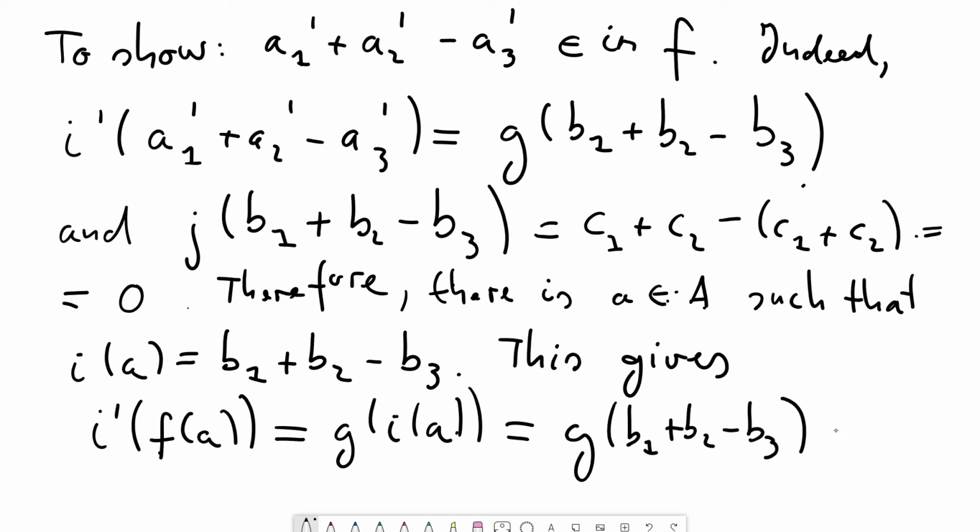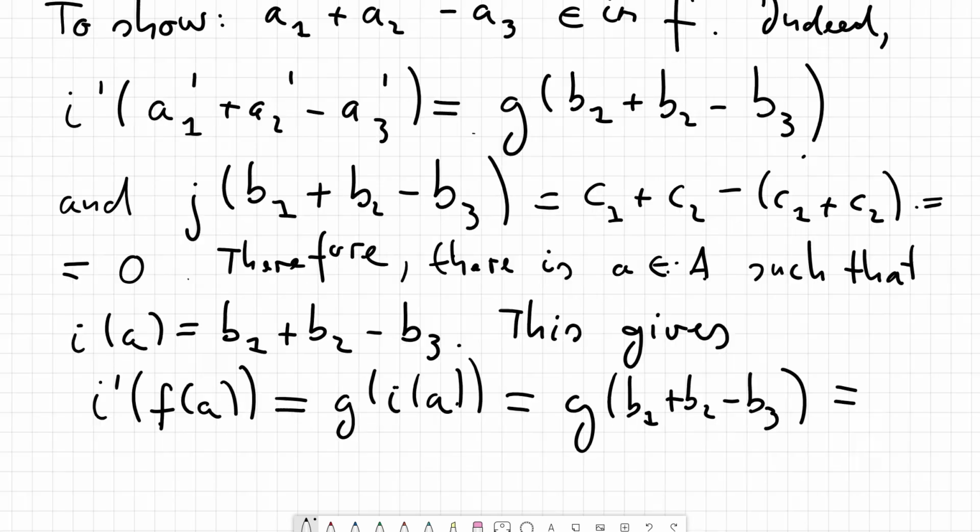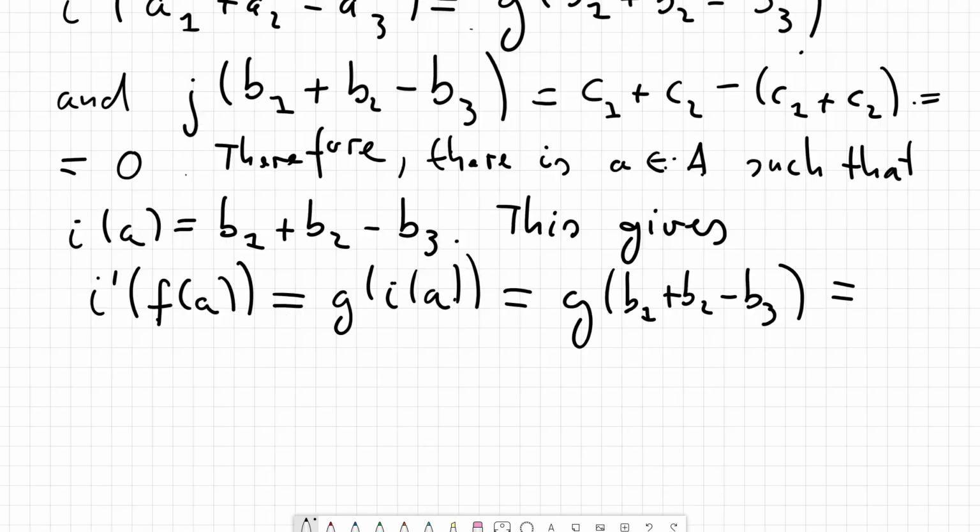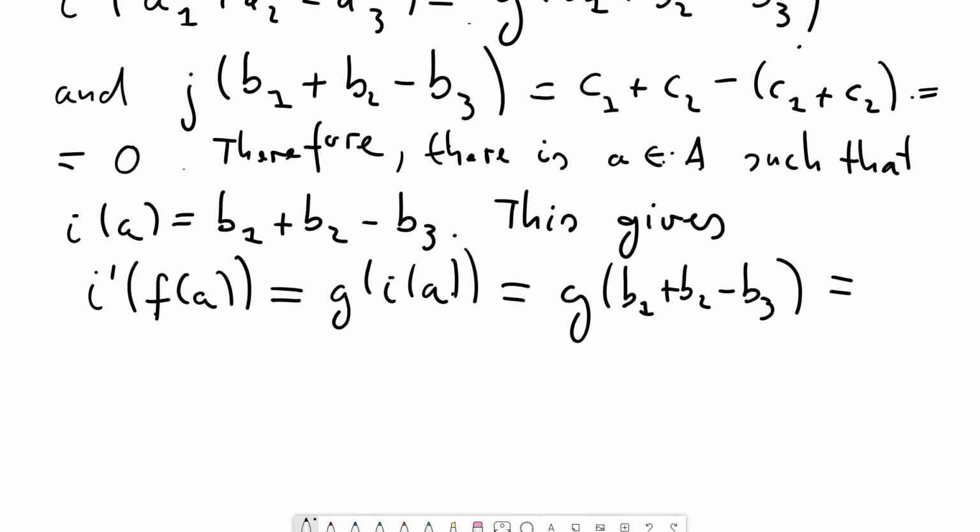Okay. And G of B1 plus B2 minus B3, this I take from up here. Whoops, does one see the pointer? Yeah. This is the same as I prime of A1 prime plus A2 prime minus A3 prime. So this is then the same as I prime of A1 prime plus A2 prime minus A3 prime. And now the final step.